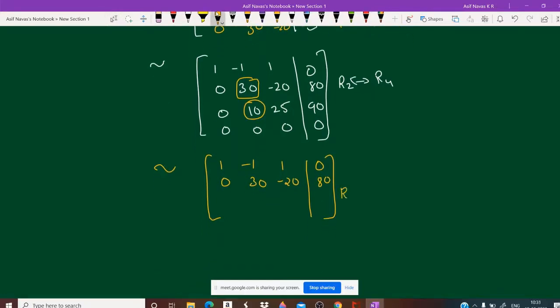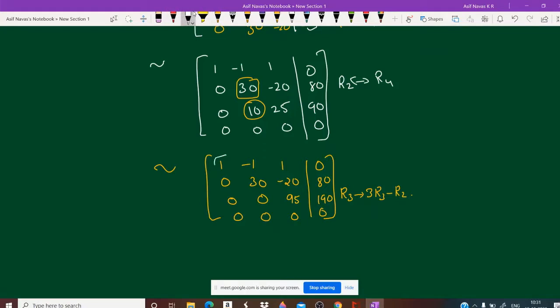Now what is the row operation? R3 changes into 3R3 minus R2. So 0, 0, what is here? 95. Here 190. 0 0 0. So now this is in row echelon form.